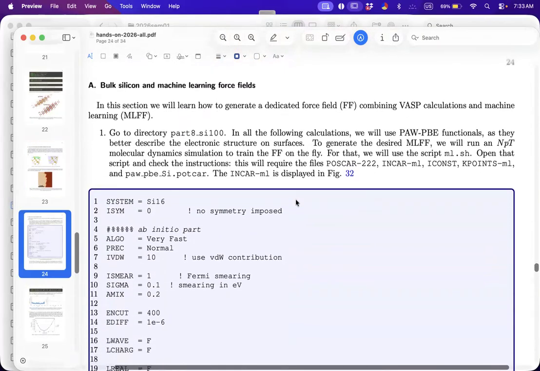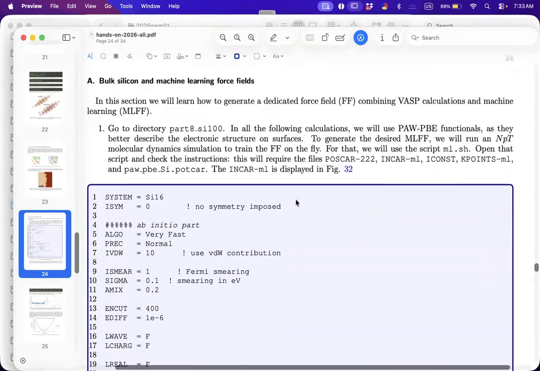Okay, so what we're going to do here is the following, right? I'm going to teach you how to generate a force field on the fly. So what is this about? In DFT, well, let's tell the history, right?